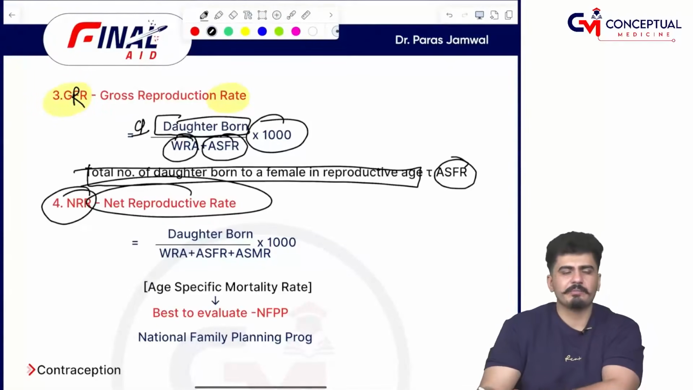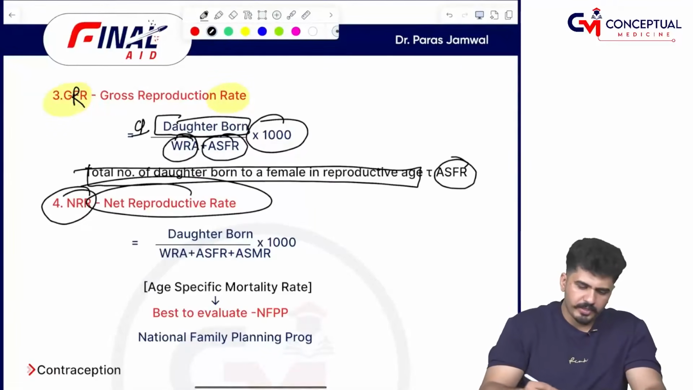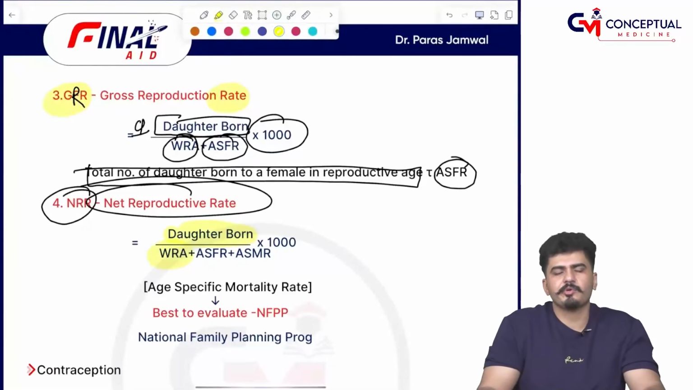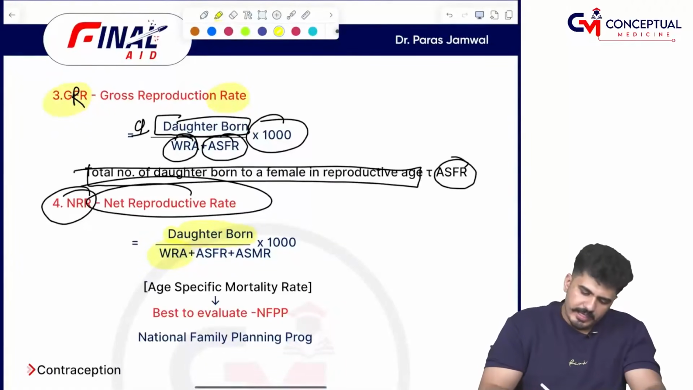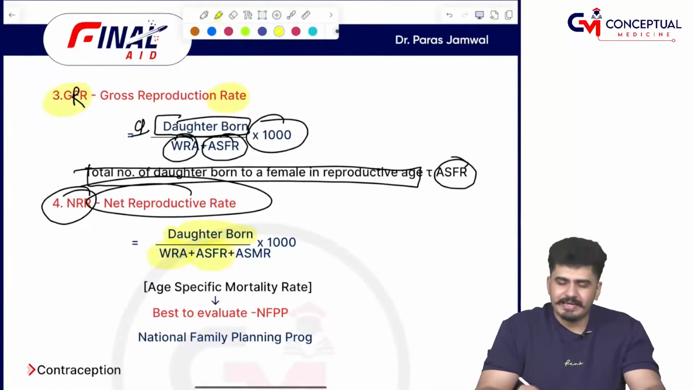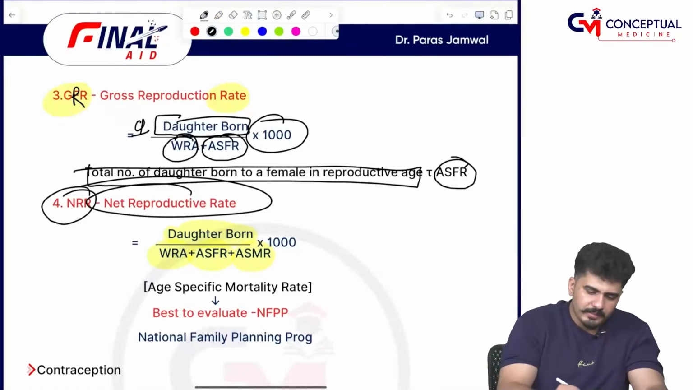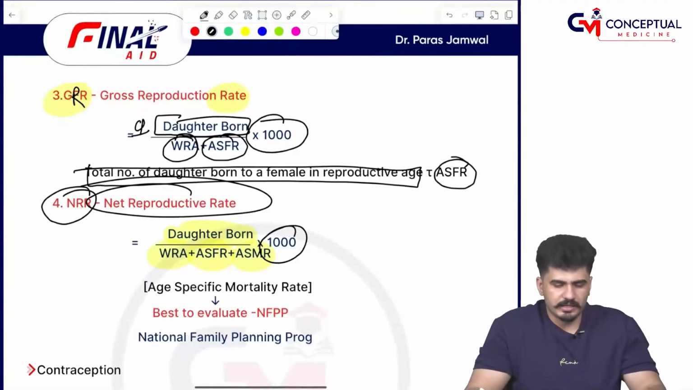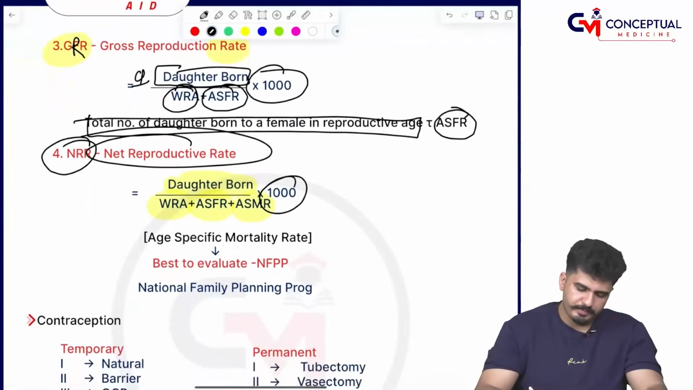NRR, this is net reproductive rate. My dear friends, daughters born upon WRA, that is women in reproductive age, specific fertility rate and age specific mortality rate, multiplied by 1000. This is going to be the net reproductive rate. And this is best to evaluate the National Family Planning Program.